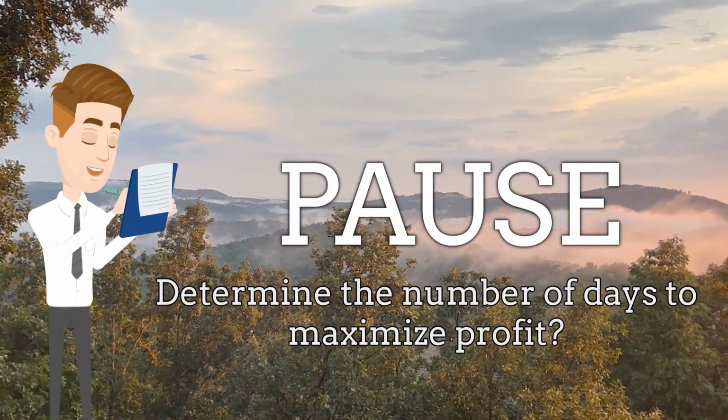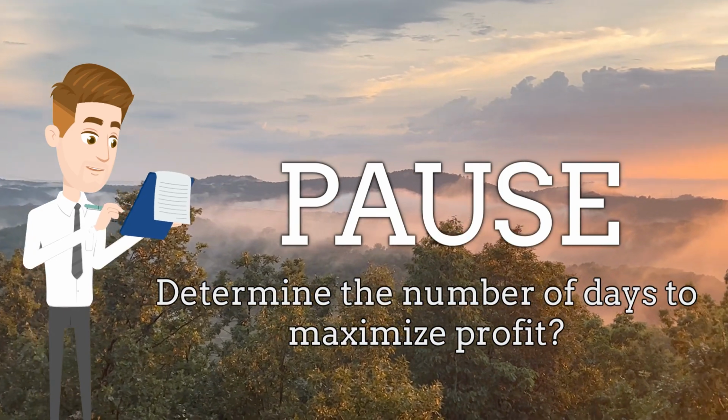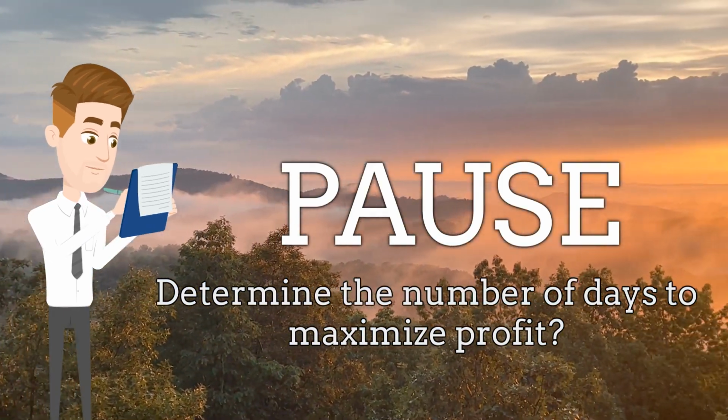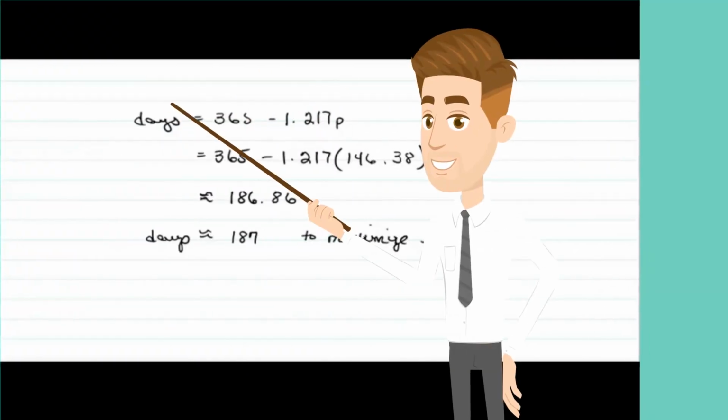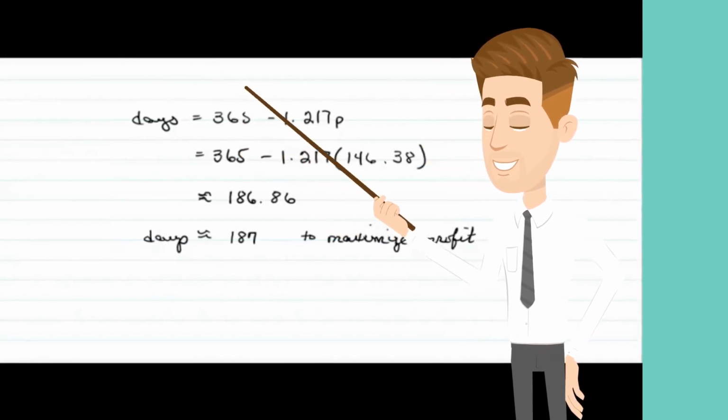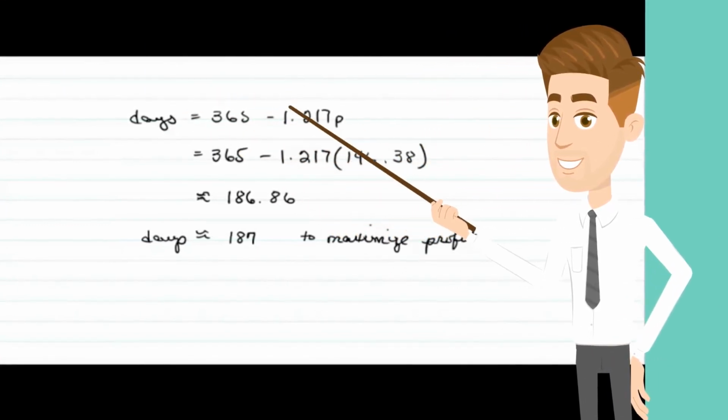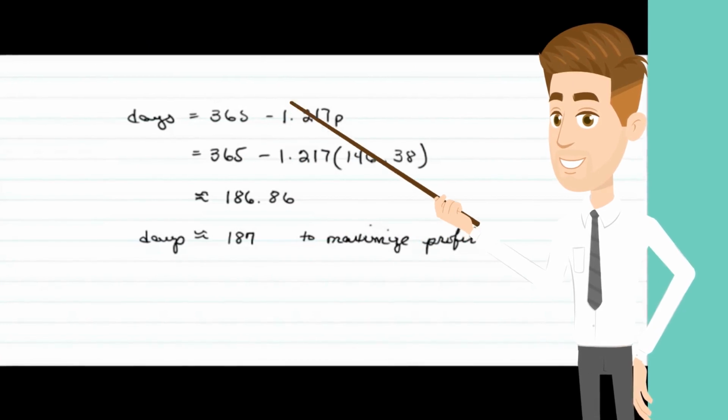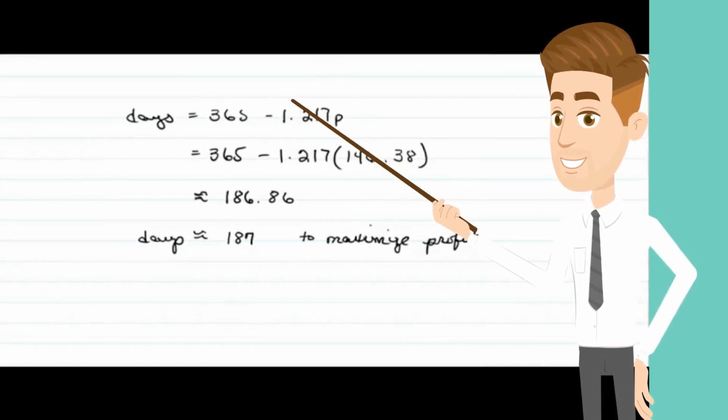Now, pause the video. Determine the number of days to maximize profit. To figure out how many days it takes to maximize this profit, we'll go back to our days equation. We'll plug in the maximized profit price, which is 146.38, and we come up with 186.86. We're not going to have 0.86 of a day, so the days is going to be approximately 187 days to maximize profit.